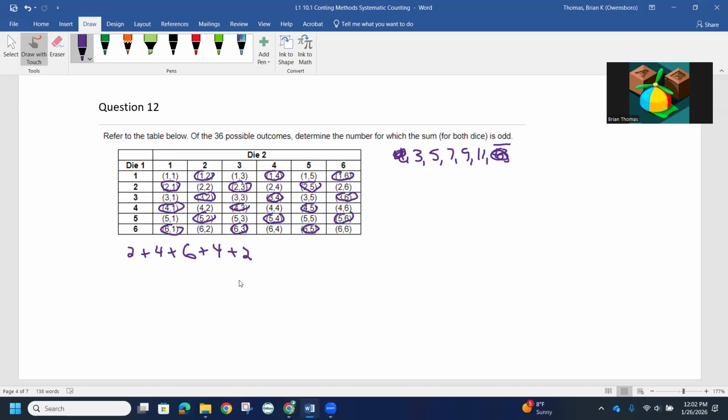So out of 36 possible outcomes, we have 6 and 6 would be 12 plus 6 more. So we have a 6 there, a 6 there, and a 6 there. So 6 and 6 is 12 plus 6 would be 18. So out of the 36 possible outcomes, 18 of them would be odd. It should make sense that if there's 36 outcomes, half of them should be even, half of them should be odd. So 18 outcomes would make sense there.